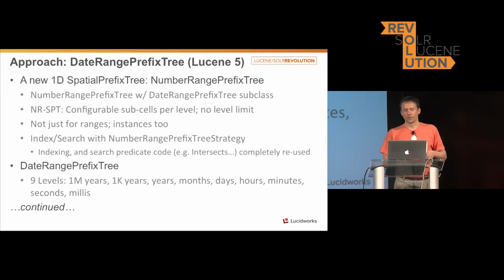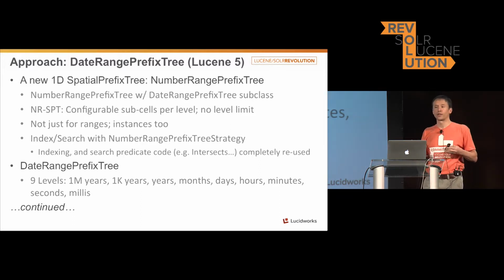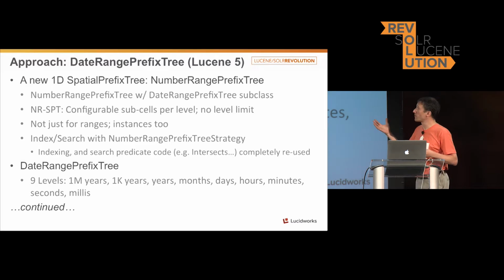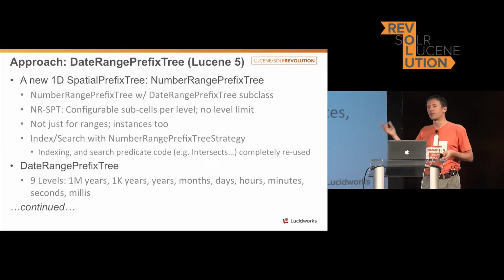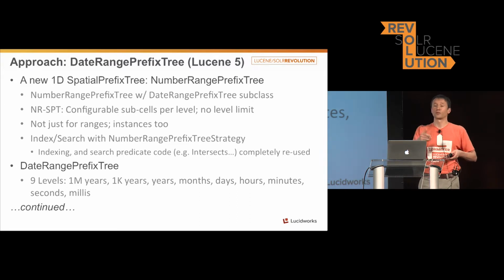So there's another approach I developed recently, in the spatial module, which is to create a single-dimensional prefix tree. Because of the decoupling in the API between the search side, I mean the intersects, contains, within, all that search logic that typically goes against geohash cells or quad cells, can be reused 100% without any modification whatsoever. I started by building the core of the capability, which is generic, and it's called a number range prefix tree. It has a configurable number of levels, and a configurable number of cells per level.